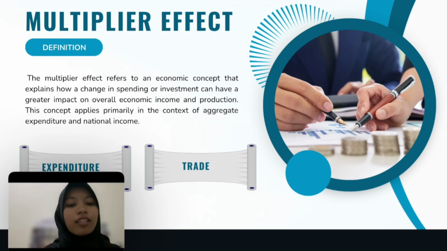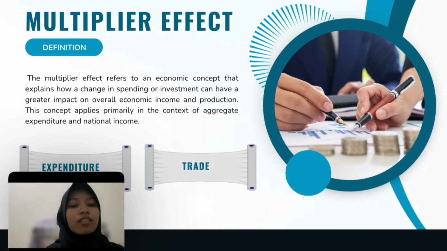The multiplier effect can also be explained as a process in which changes in initial expenditure create a wave of additional changes in the level of expenditure and national income. So, especially in an open economy, there are two types of multiplier that can be observed: the expenditure multiplier and the trade multiplier.